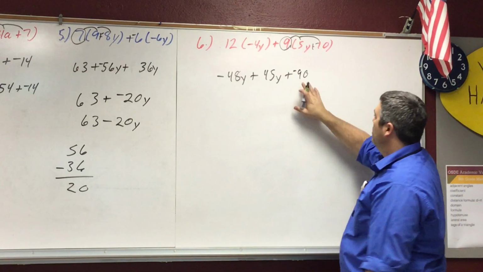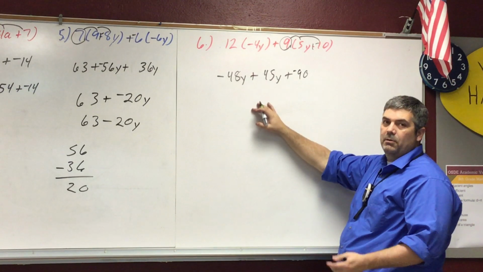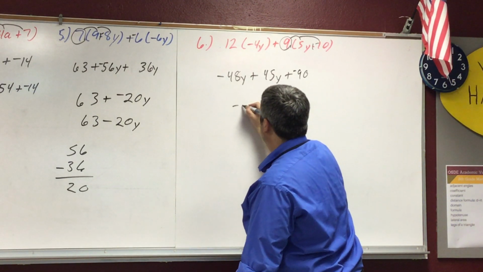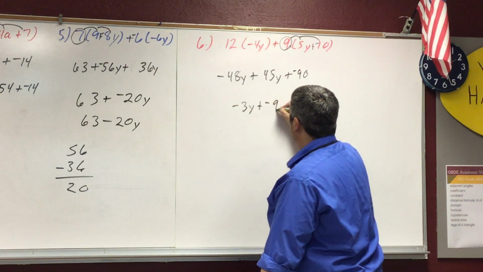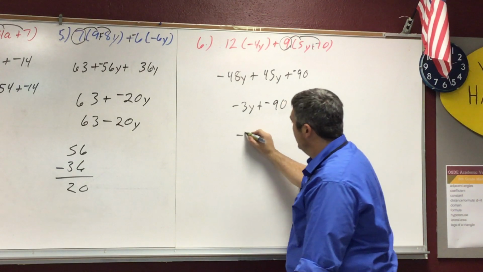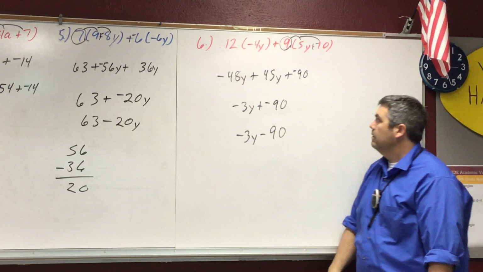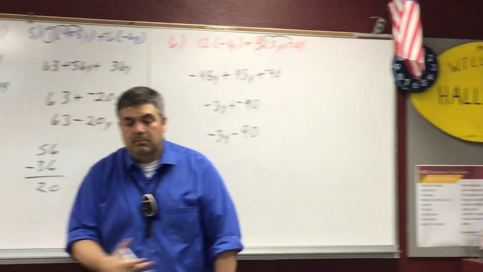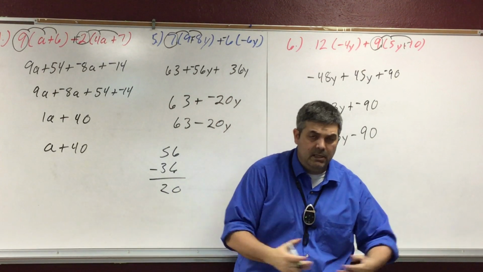Combine like terms. I don't have any like terms with that, but I do right here. I'm going to subtract, keep the sign of the bigger number because they're adding signs that are different. So negative 3y plus negative 90. Other way you might see this written, it's right there. All right. So basically at this point, we're just starting to make these bigger problems and get through them.